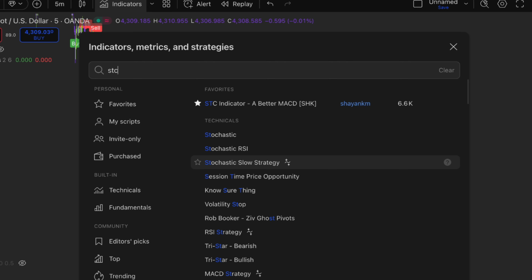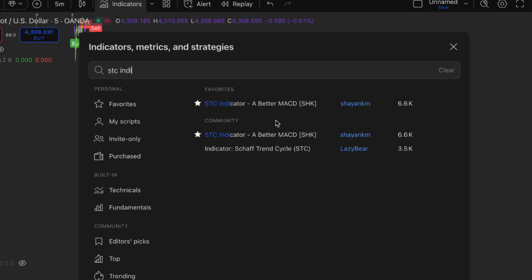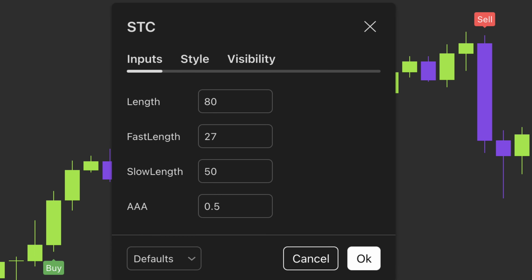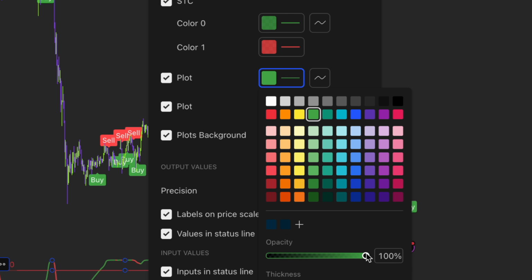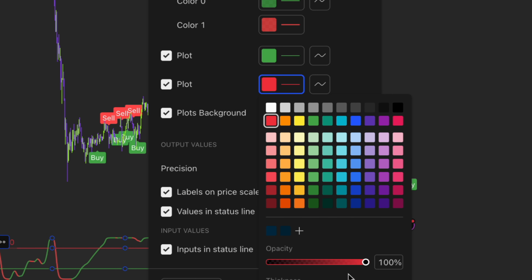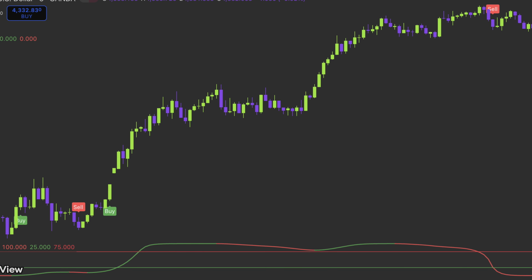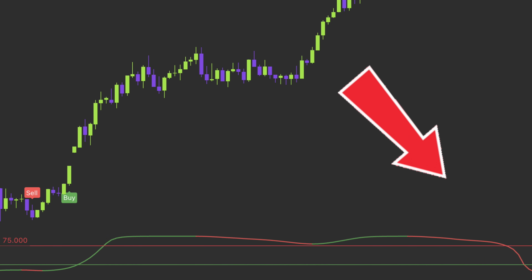Go back to indicators. Search for STC oscillator. Make sure to select the one from Cheyenne KM. Click it. Now go to settings. Change the length to 80 and the fast length to 27. Then go to the style section. Set plot 1 to green and crank up the opacity. Set plot 2 to red and crank that opacity up too. Now your chart should have this line bouncing between green and red zones.